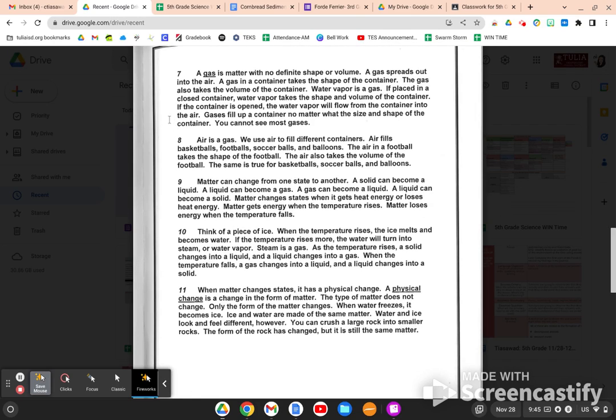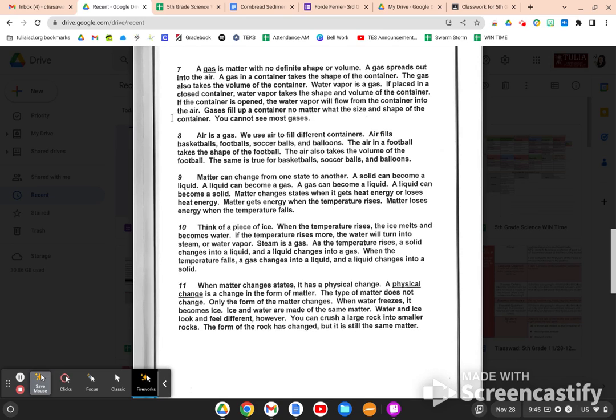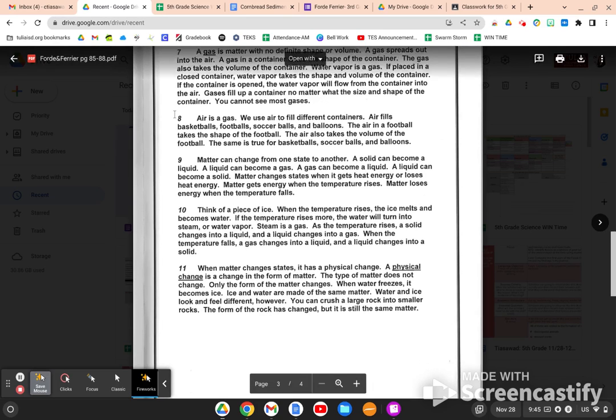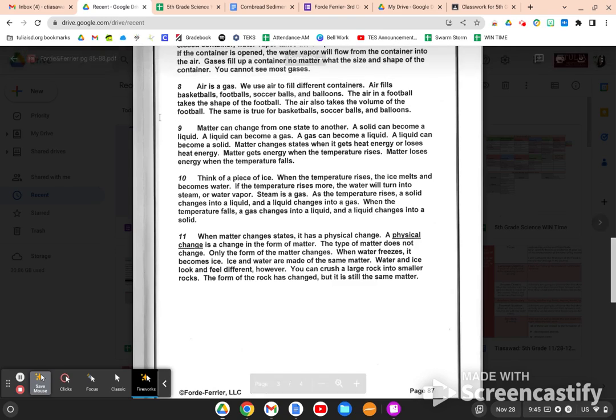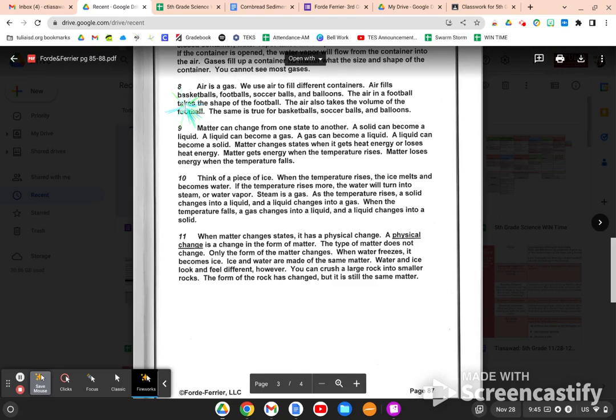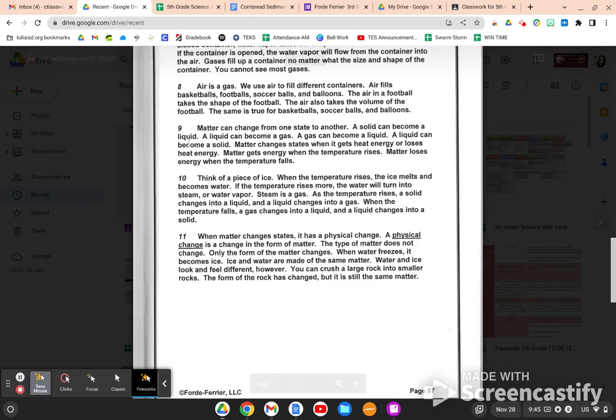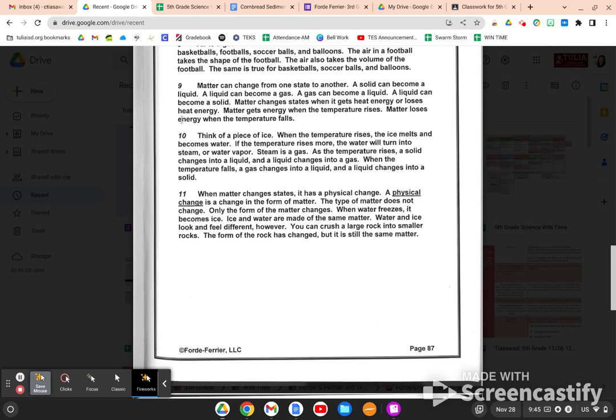Gases fill up a container no matter what size and shape the container. You cannot see most gases. Air is a gas. We use air to fill different containers. Air fills basketballs, footballs, soccer balls, and balloons. The air in a football takes the shape of a football. The air also takes the volume of the football. The same is true for basketballs, soccer balls, and balloons.